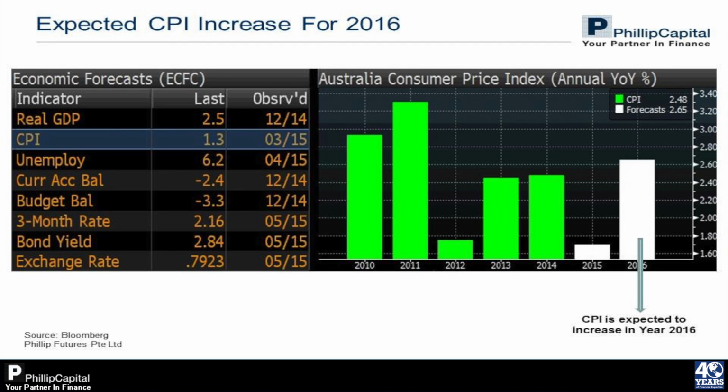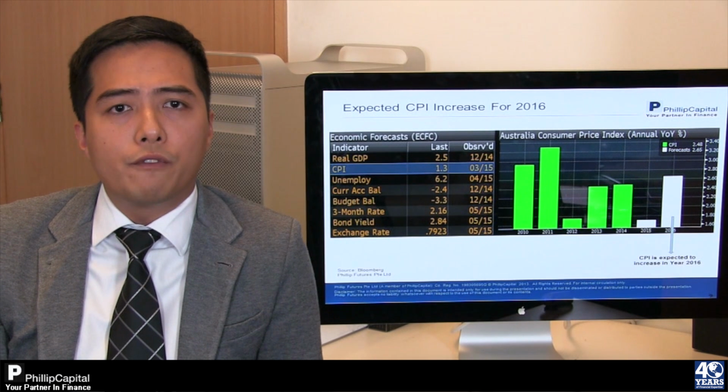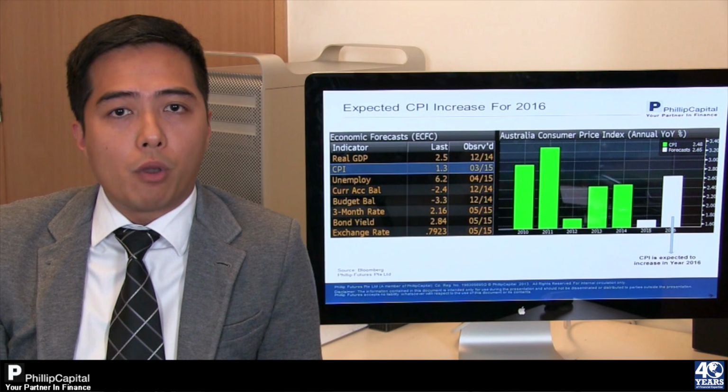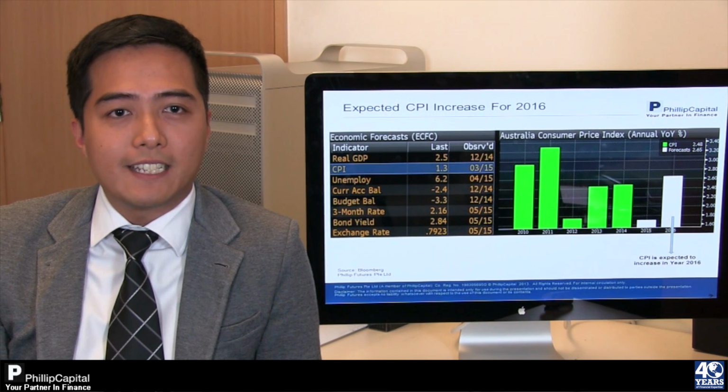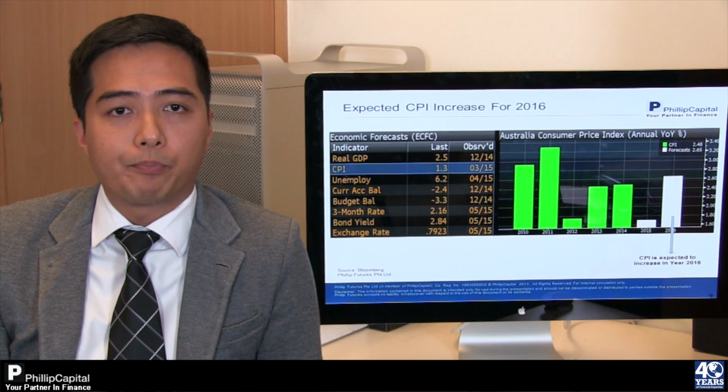As seen on the diagram, in the first quarter of 2015, CPI increased 1.3% over the past year, which is reasonably low, and its core inflation stands at 2.35%. This is still within the RBA's target band of 2 to 3%. So with no inflation at risk, will RBA continue additional rate cuts and introduce more easing policy?